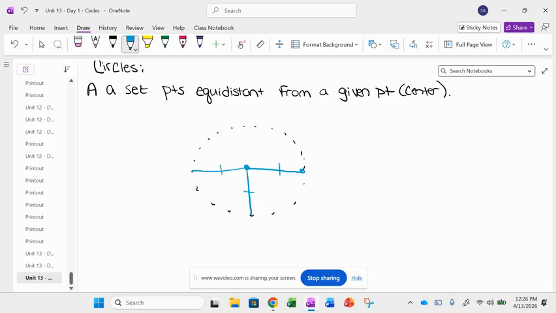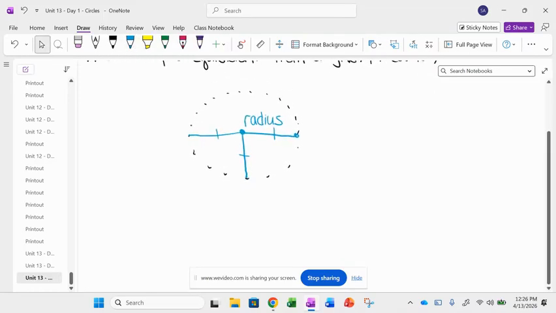Does anybody remember what that segment is called from the center to the rim? Justin? Radius. And if you remember from geometry, all the radii are congruent. All right, so now what we're going to do is we're going to talk about the equation of a circle in standard form.